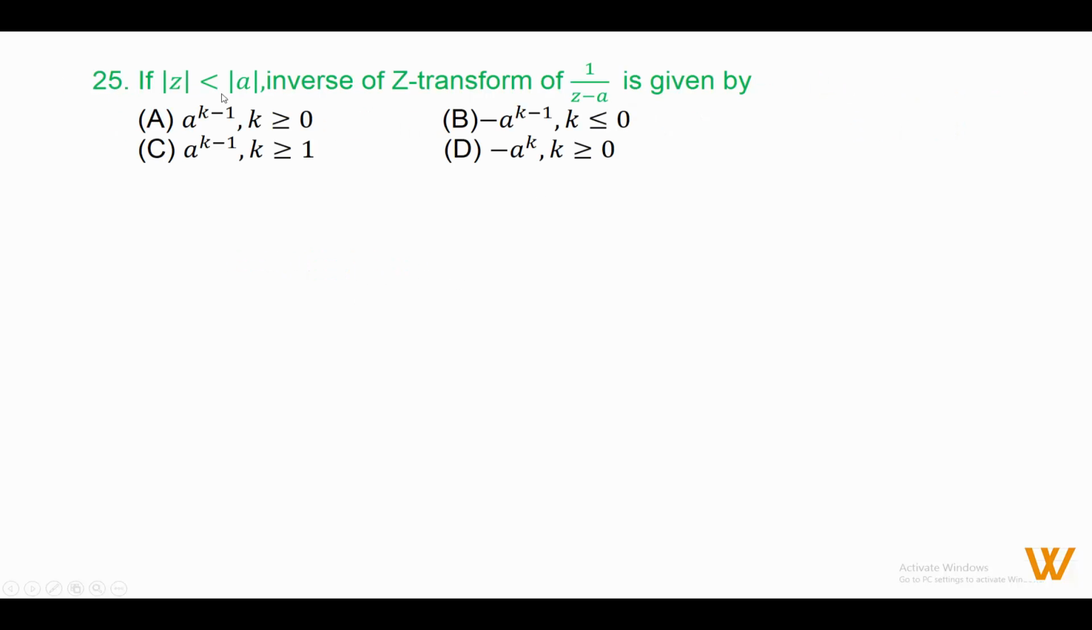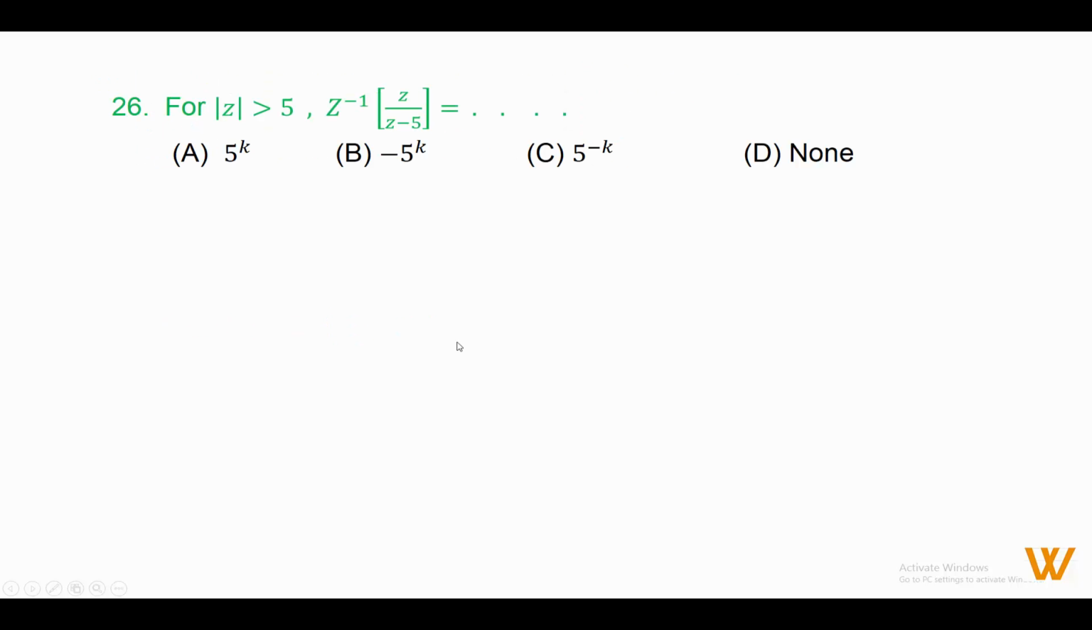25. If mod Z less than mod A, then inverse of Z transform of 1 upon Z minus A is given by minus of A raised to k minus 1 for k less than or equal to 0. Answer is B option, minus of A raised to k minus 1, k less than or equal to 0.